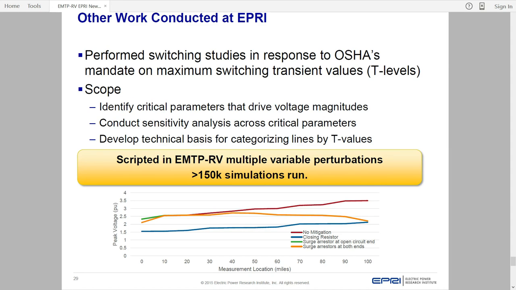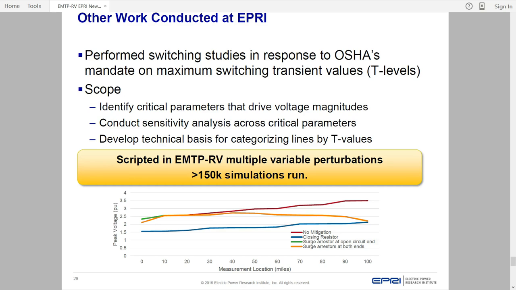Now we'll get into some of the other work that we've done at EPRI, and we talked a lot about scripting. Well, we really put it to use when we looked at the new OSHA ruling. They came back wanting to know what the variables were that were important in doing these transient overvoltage studies.